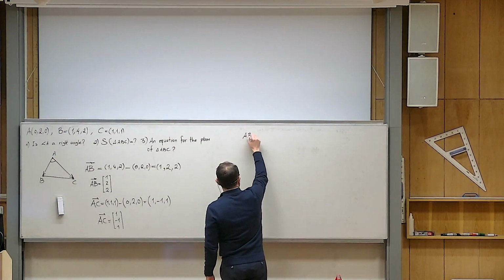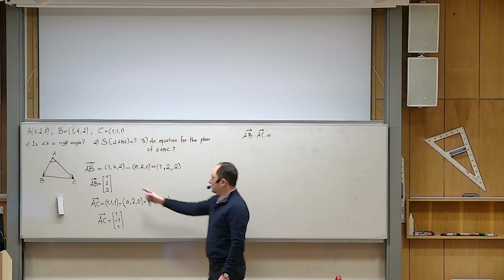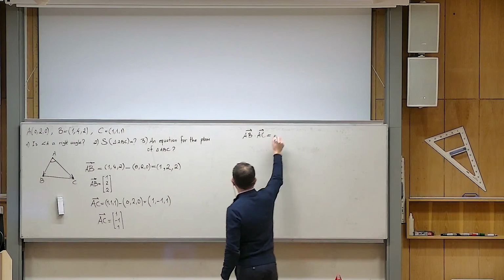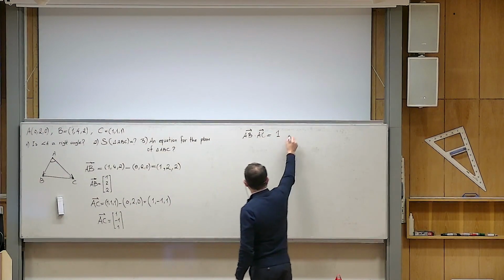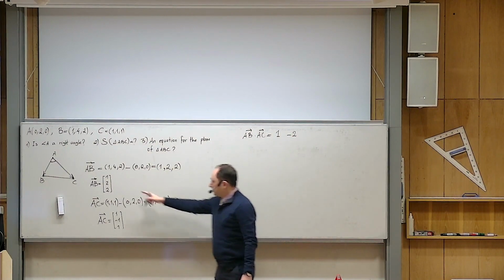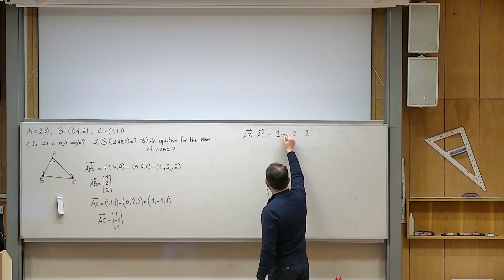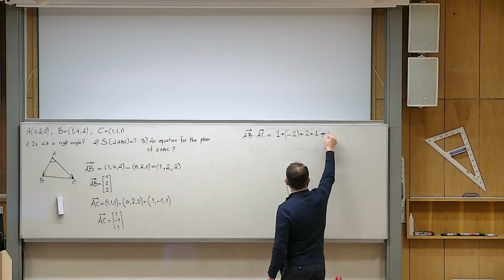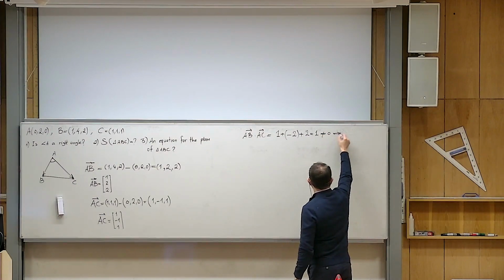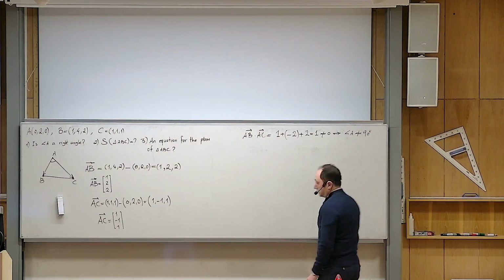So I dot product AB and AC. You know the rule. The first component multiplied by the first component. The second component multiplied by the second component. And finally the third component multiplied by the third component, which is 2. And I have to add them. The answer becomes 1, which is not equal to 0. So this means that my angle A is not equal to 90 degrees.